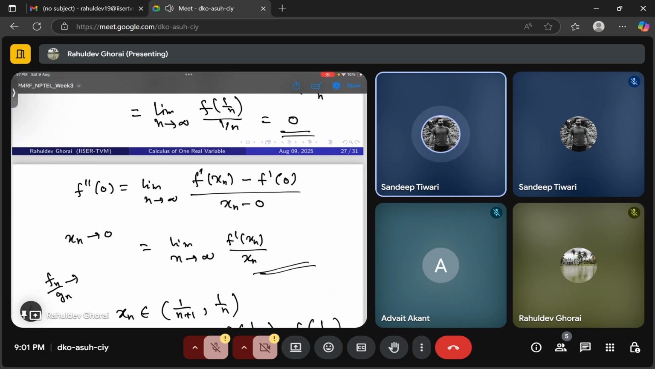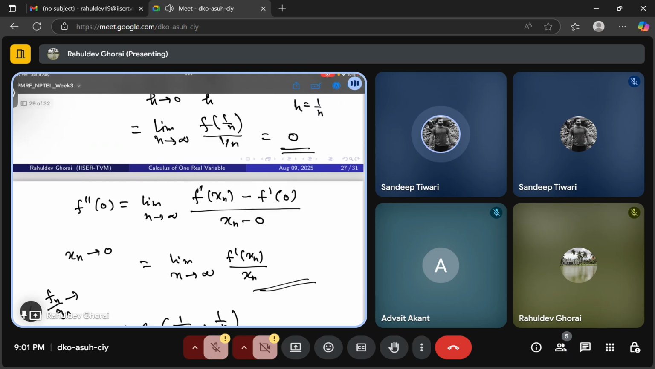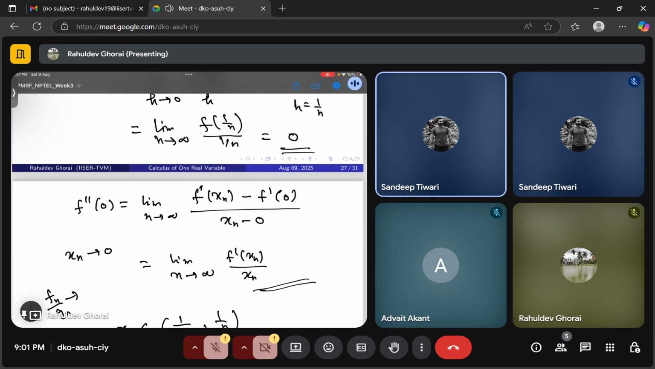But we know, sir, that f dash xn converges to 0 by the previous argument, and xn also converges to 0. So can we distribute it? Where? We can write the limit as n tends to infinity of f dash xn upon the limit as n tends to infinity of xn. Yeah, you do that. Then what will happen? So the above limit is 0.